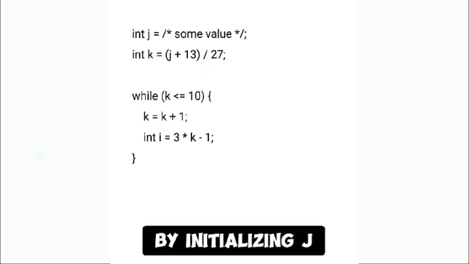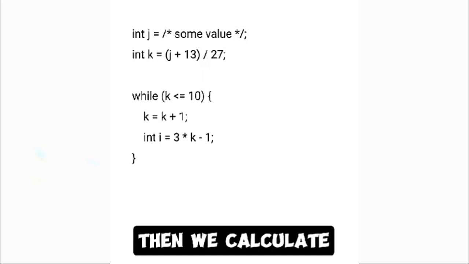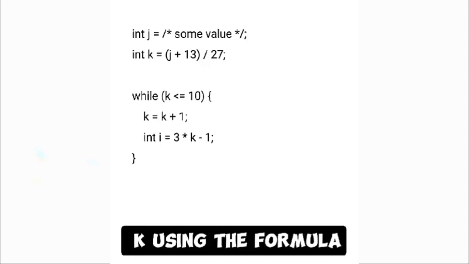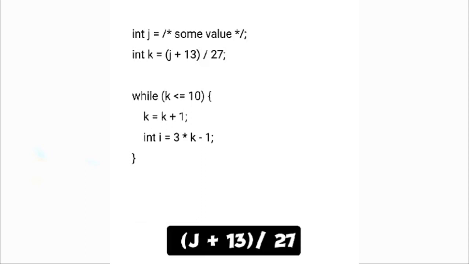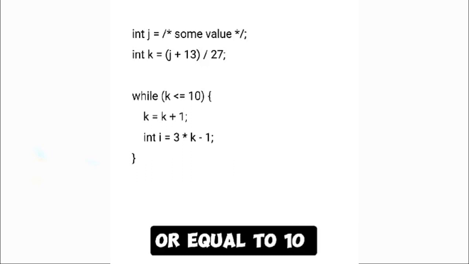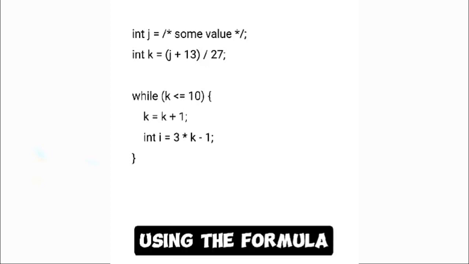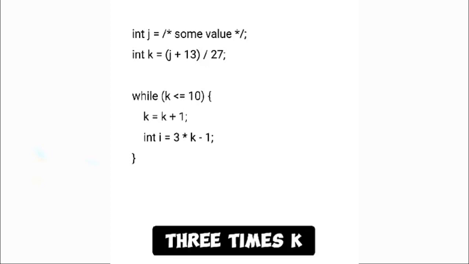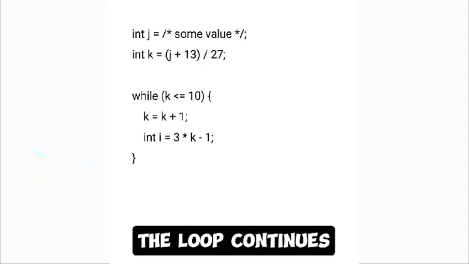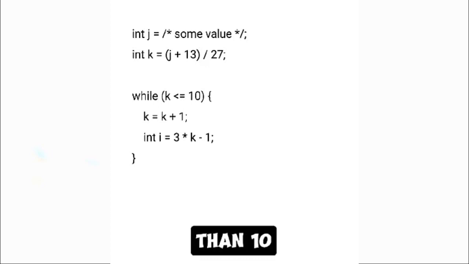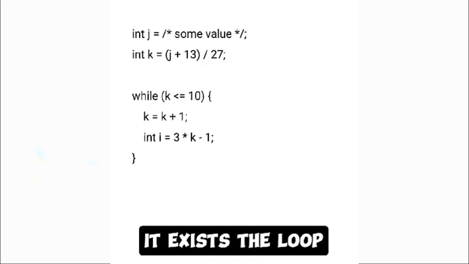First, we start by initializing j with some value. Then, we calculate k using the formula j plus 13 divided by 27. Next, we enter a while loop where we continuously check if k is less than or equal to 10. Inside the loop, we increment k by 1 using k equals k plus 1. Then we calculate i by using the formula 3 times k minus 1. The loop continues until k is greater than 10, at which point it exits the loop.